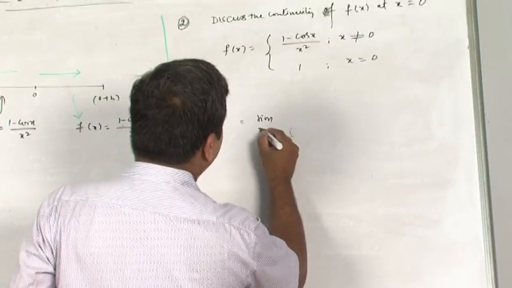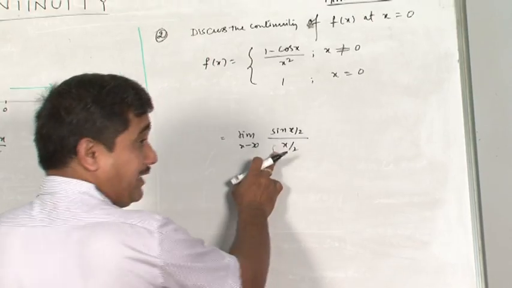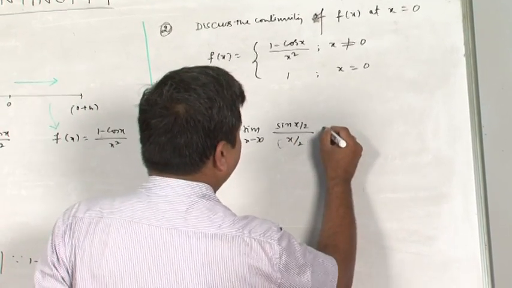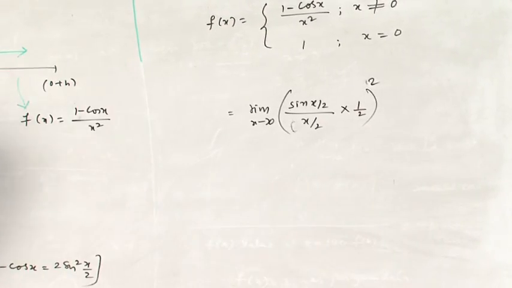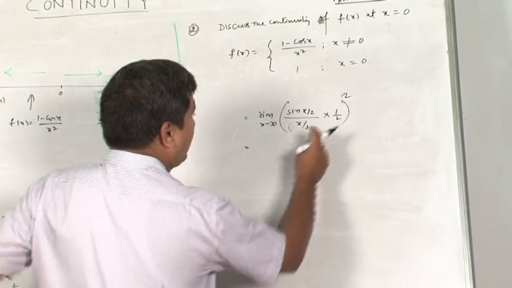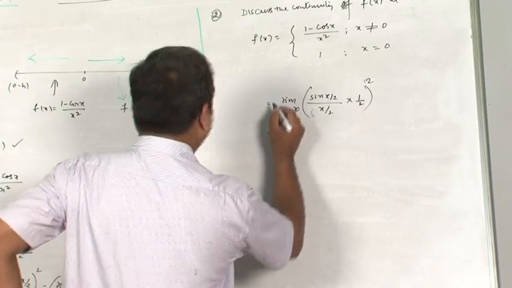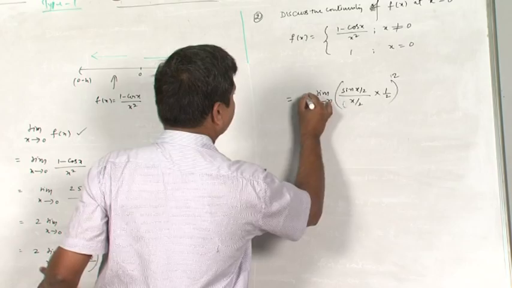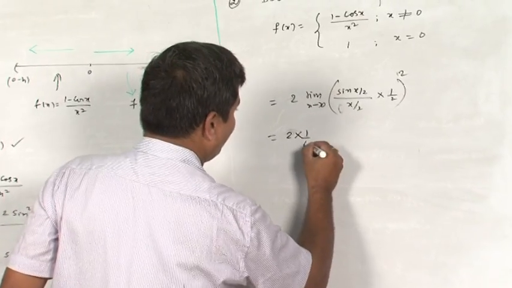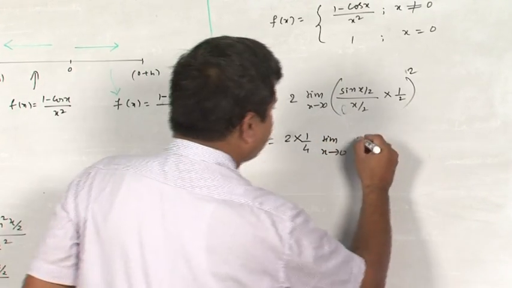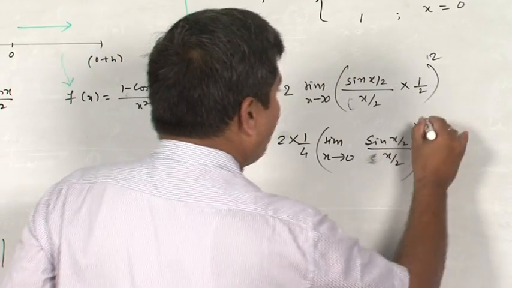Limit x tends to 0, sin x by 2, and I do it x by 2 here. That means I have multiplied the denominator by x by 2. I would be multiplying the numerator also with 1 by 2, and the whole square which was prevailing previously has now come into the picture. This is also a constant, so applying this rule again, I will take this one out, then 2 was already there outside, so I would be taking that also. Now 2 into 1 by 2 with the square gives 1 by 4, limit x tends to 0, sin x by 2 upon x by 2 whole square will remain as it is.